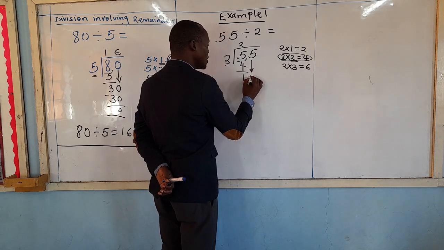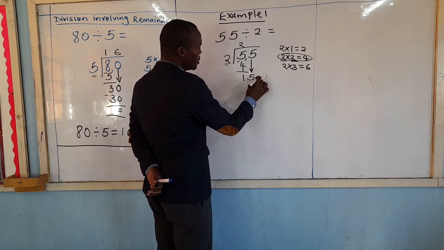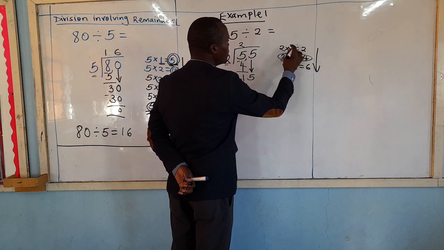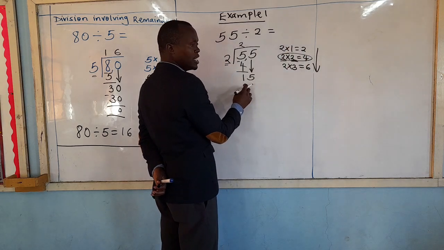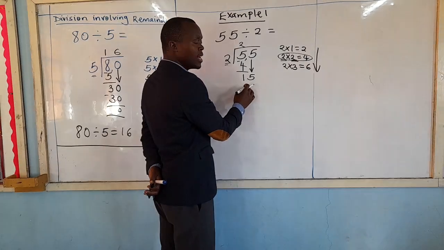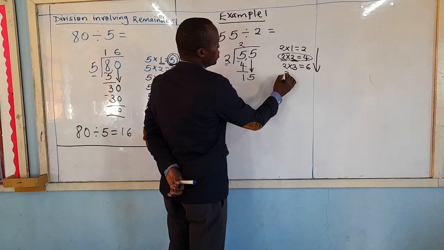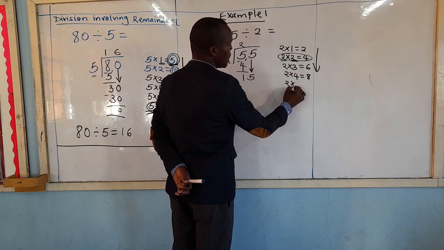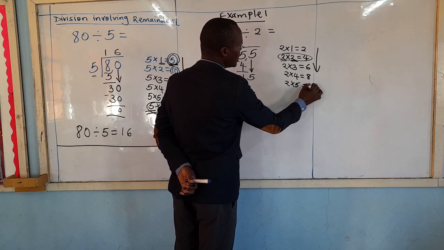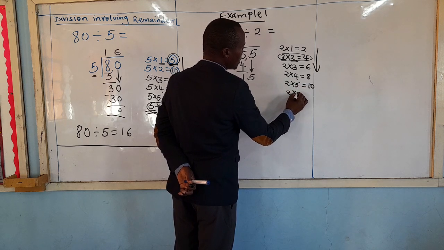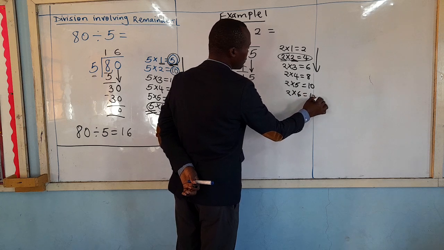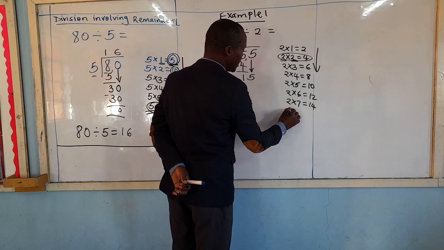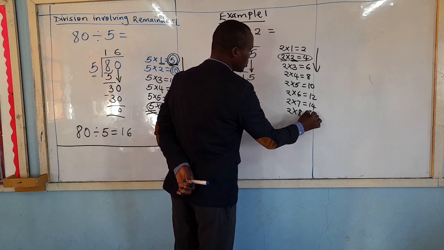Drop this, and the new number formed down here is 15. Continue making this table of 2 until we get 15 or a number which is less than 15. So 2 times 4 is equal to 8. 2 times 5 is equal to 10. And 2 times 6 is equal to 12. And 2 times 7 is equal to 14. And 2 times 8 is equal to 16.